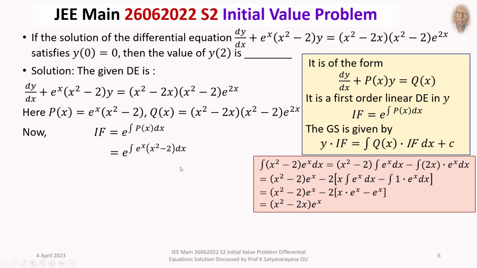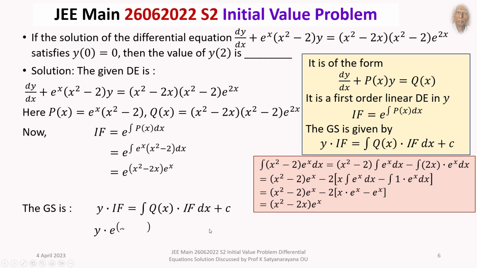Let's get back to our question. That is equal to e power, that integral, x square minus 2x into e power x. Yes, that is the integrating factor. Now, the general solution is given by y into the integrating factor is equal to integral of the right hand side function, that is q of x into integrating factor with respect to x, plus c. Now, substituting for the integrating factor, y into e power (x square minus 2x) into e power x is equal to integral q of x into integrating factor plus c.